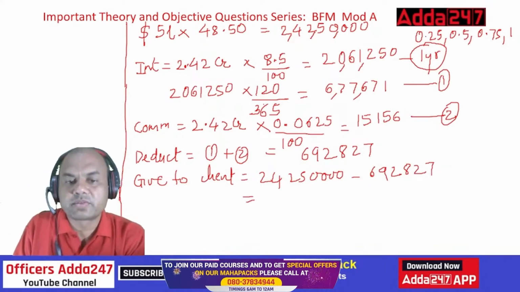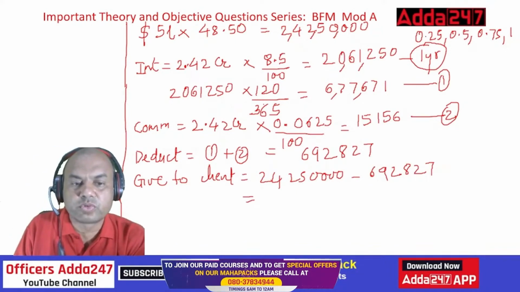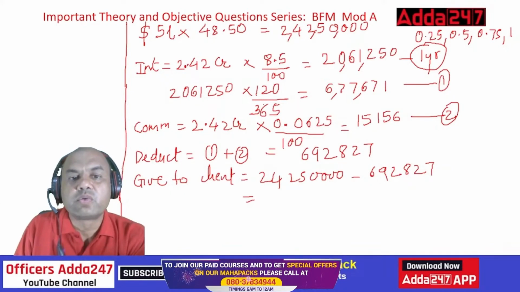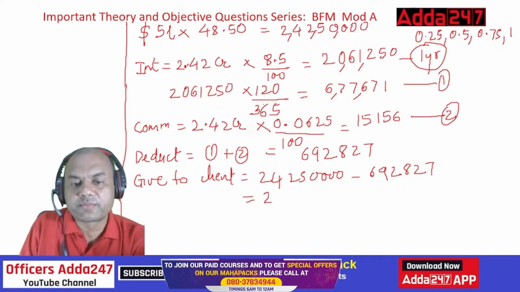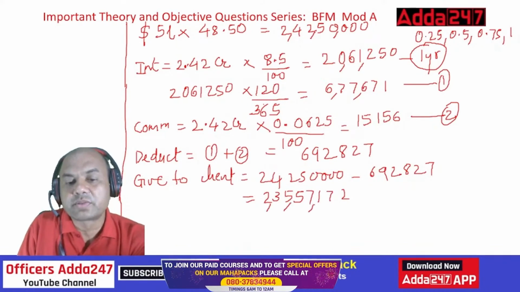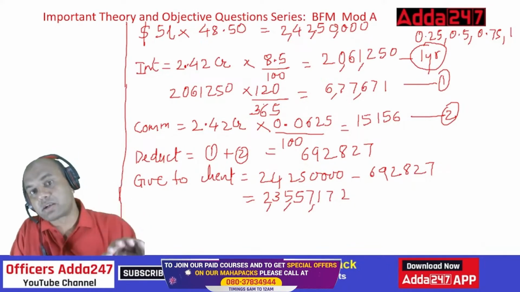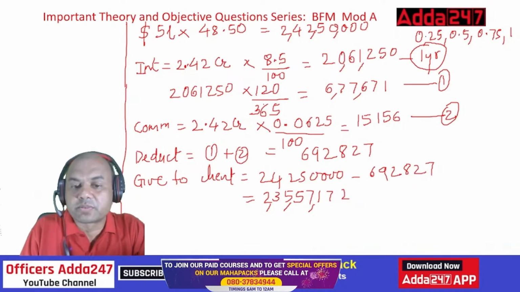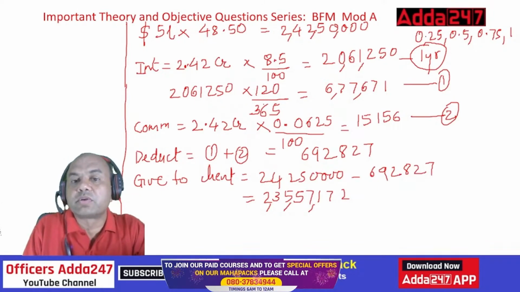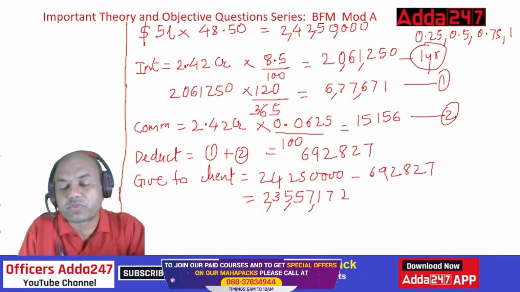Do it everyone. 24251234 minus, right? So it is 23,55,71,72. So this is the amount which I'll be giving to the client. This much is the finance. But remember, it doesn't mean this interest is charged on this amount only. Here, interest is charged on the full amount. I'm giving the net amount. So this is the amount of finance to the client.